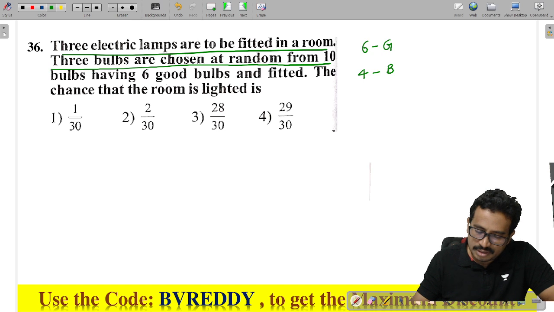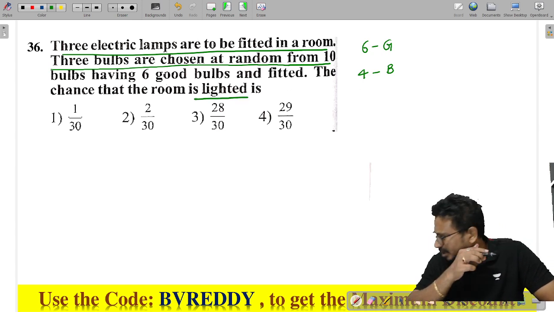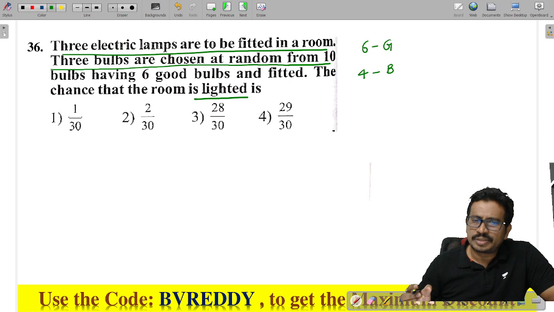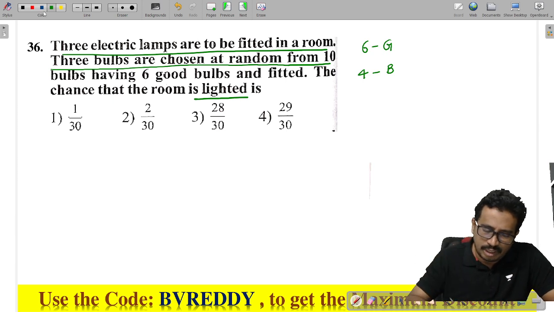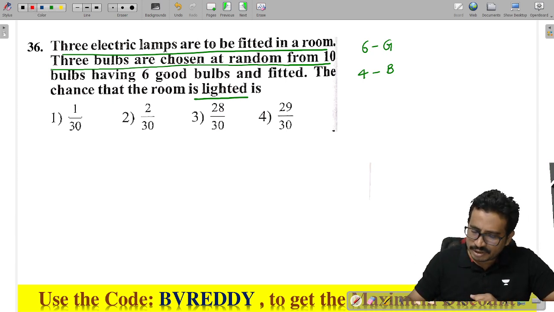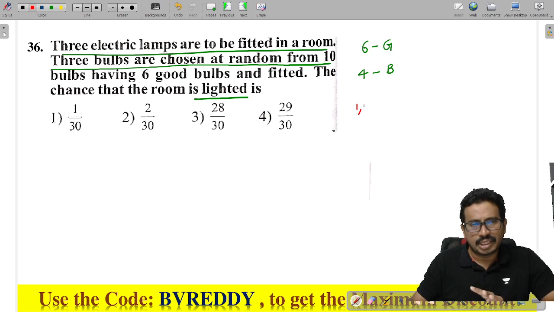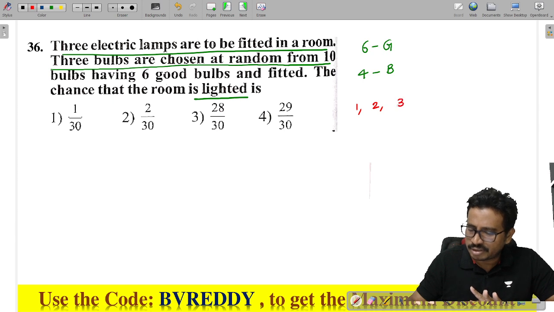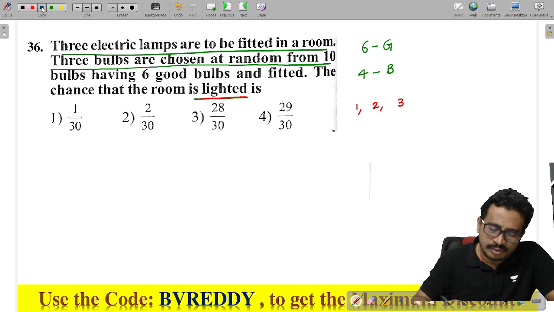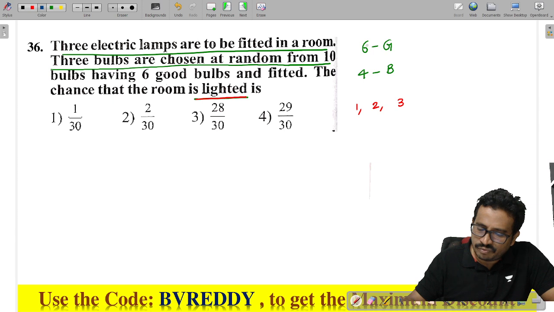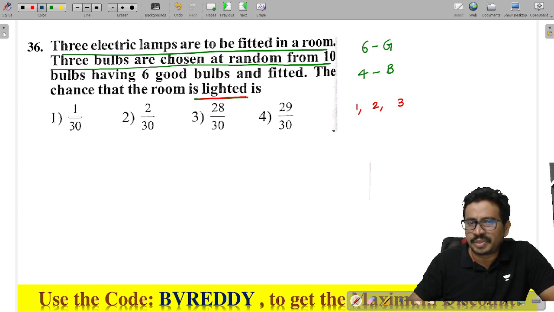The chance that the room has to be lightened. That means at least one of the bulbs has to glow. So we have fitted 3 bulbs. If at least one bulb glows, the room is lightened, and if 2 bulbs are good, the room is also lightened, and if 3 are good, the room is also lightened. For this case, we need to select at least one good bulb, two good bulbs, or three good bulbs.